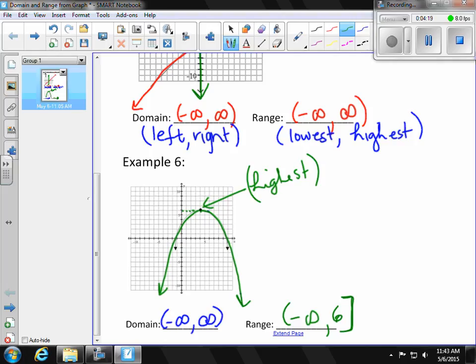And there is a note at the bottom of your notes that says, remember, the x values go from left to right, and the y values go from the bottom to the top of the graph.